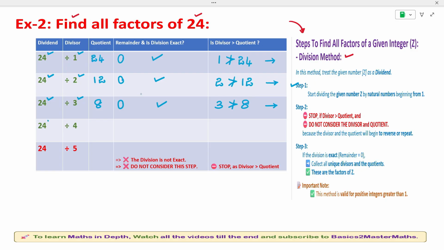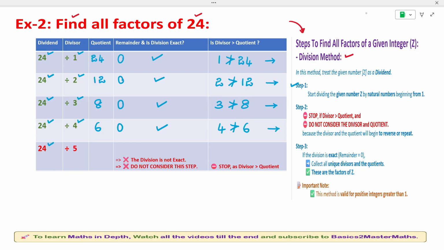When we divide 24 by 4, we get 6 as the quotient and 0 as the remainder. So this division is exact. In this case, the divisor 4 is not greater than the quotient 6. So move to the next step.